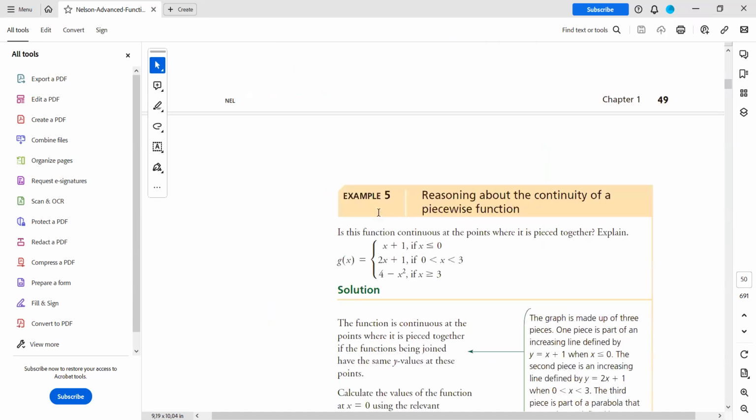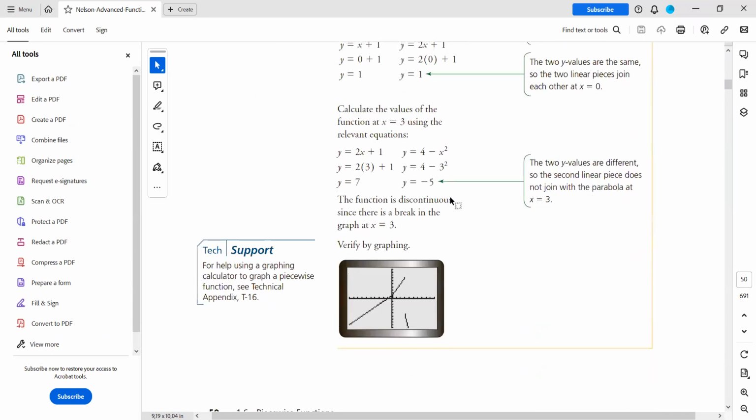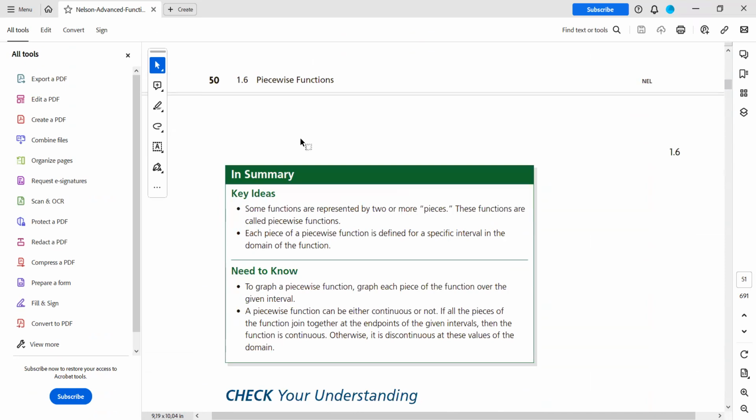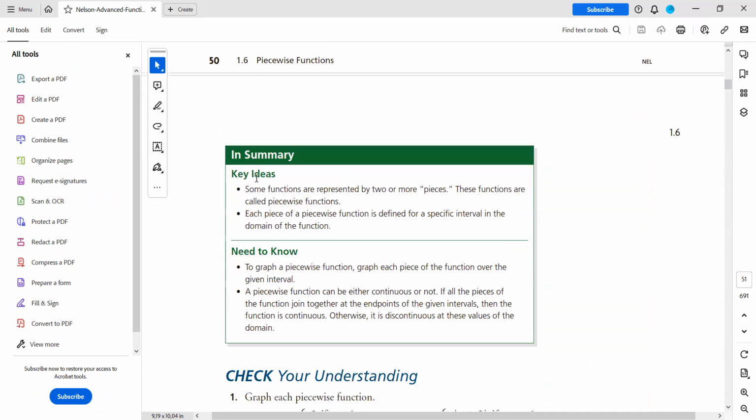Okay, then great. We can skip this example and go ahead to the summary.